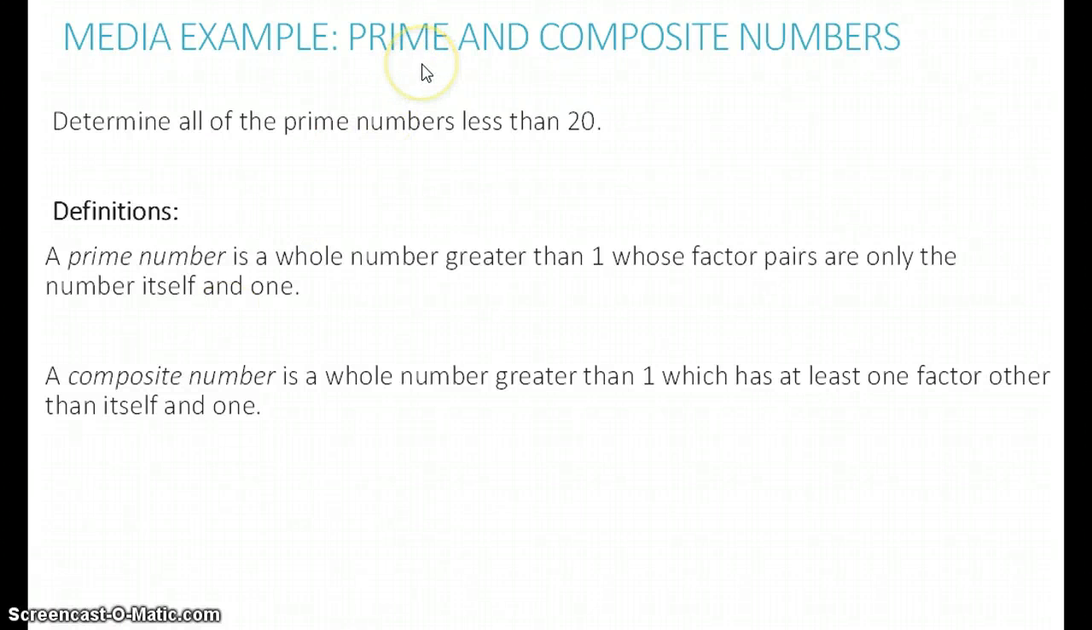In this example, we're going to look at prime and composite numbers. Specifically, we're going to determine all of the prime numbers less than 20. So let's review the definitions of what it means to be a prime number.